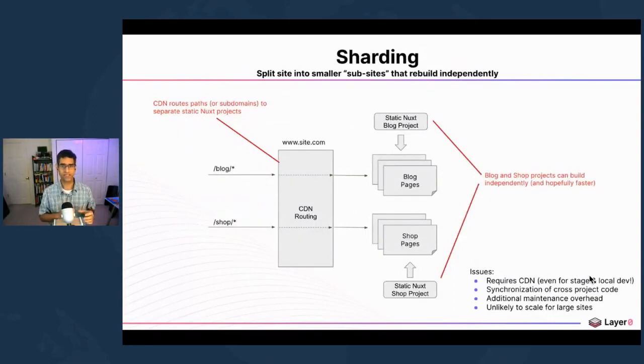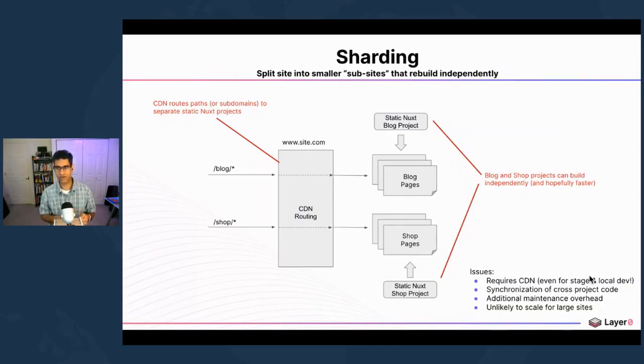And that's where you split the site into smaller subsites that rebuild independently. So here, for example, imagine an e-commerce site where there's a blog and an e-commerce component under /shop. And what you do is have your CDN map the subdomains or paths to independent static Nuxt projects that can then build independently and hopefully do it faster. This can work, but it does create some headaches. So first off, it requires a CDN. And if you're going to actually try and test this end-to-end in staging or local development, you need either a CDN or CDN-like server to simulate stitching those two projects together.